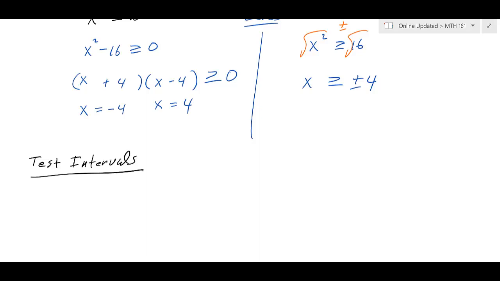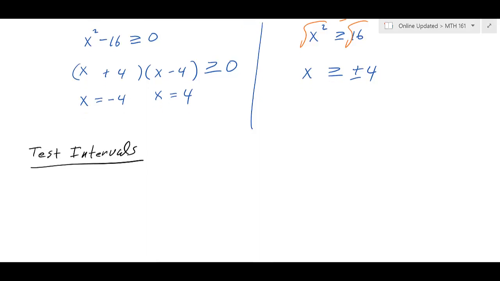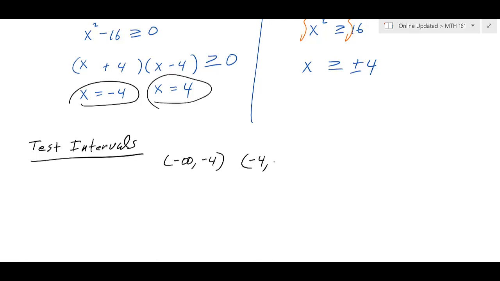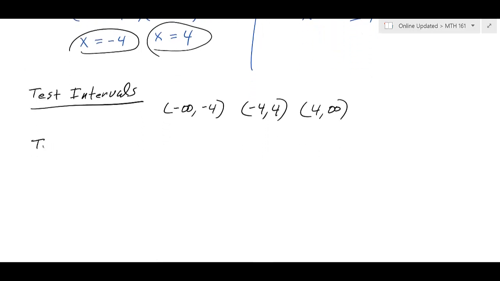So if we think of going from left to right on the number line, we start with negative infinity. So we're going from negative infinity all the way up to negative 4. And then we're going to start from negative 4 and go to positive 4. And then from positive 4 to positive infinity. So if that's our test intervals, we now need to pick a test value. And that's going to be a number that falls somewhere in each of these intervals.